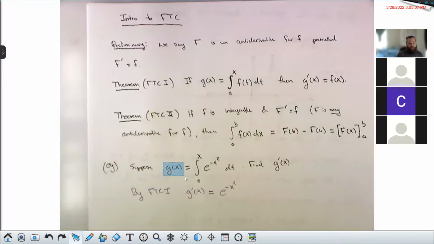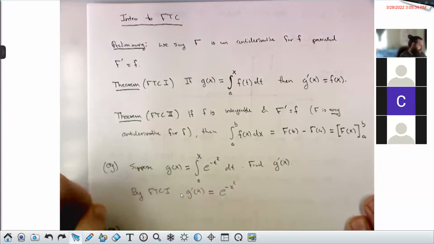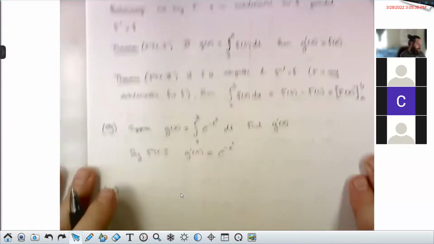If I define a function to be the integral from some constant up to x of some other function of t, dt, then to take the derivative of this thing, you just plug this variable down in here. Ridiculously simple, I know. We can write it slightly differently.